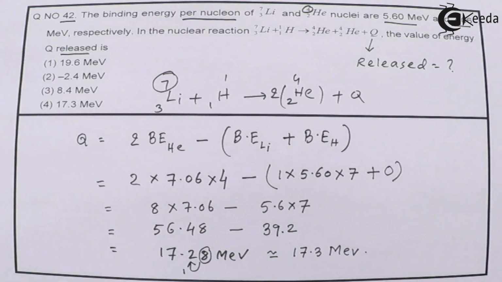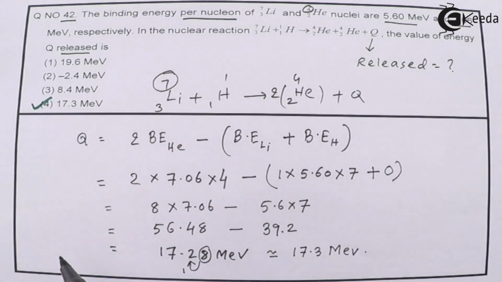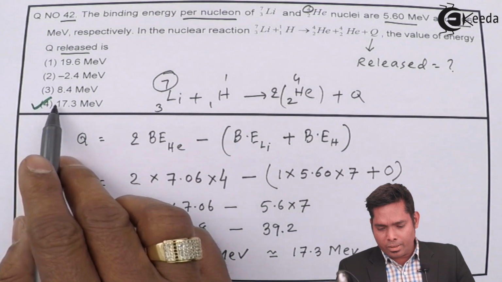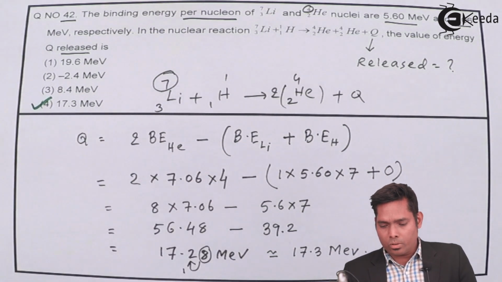If I see the options, the last option is the correct one, that is 17.3 mega electron volt.